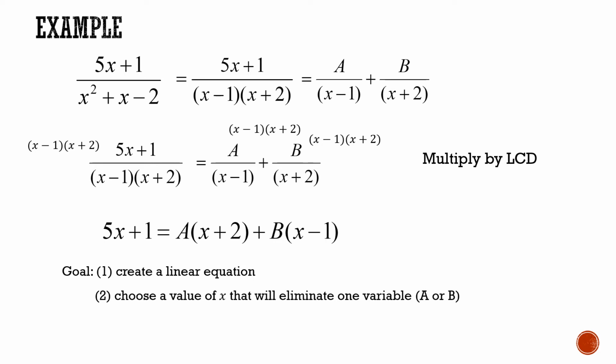My second goal will be to choose a particular x value that will eliminate one of the variables so that I can solve for one and eliminate the other. Because right now, as it stands, I have two unknowns. I have a, which I don't know, and b, which I don't know. So by choosing a particular value for x, I can eliminate one of those variables and solve for the one that I'm looking for. So let's continue on the next slide.